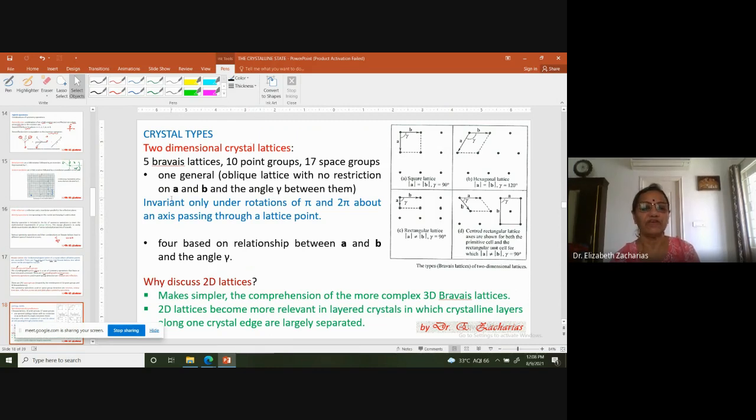Of the 5, the first one has sides A and B. There is no restriction on A and B. A and B need not be equal and all that. There is no restriction on A and B and no restriction on the angle between them. So that is called a general Bravais lattice. And a general Bravais lattice can have only pi and 2 pi as the symmetry. They will remain invariant only under rotations of pi and 2 pi. And the axis obviously has to pass through the lattice point.